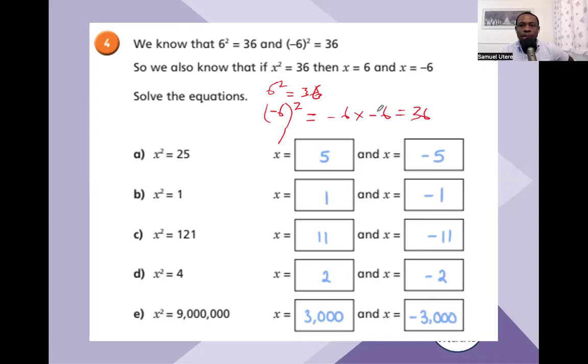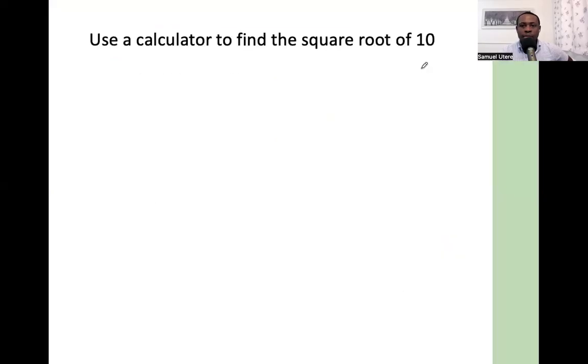So when solving equations, we must accept that the result is x equal to 6 and x equal to negative 6. We will see further explanation about this in the next slide. Now, use a calculator to find the square root of 10. So we're now moving into the next part of our lesson.